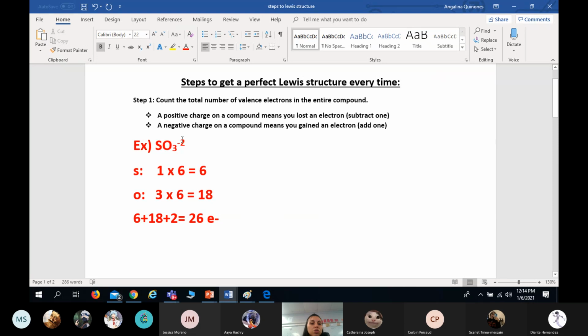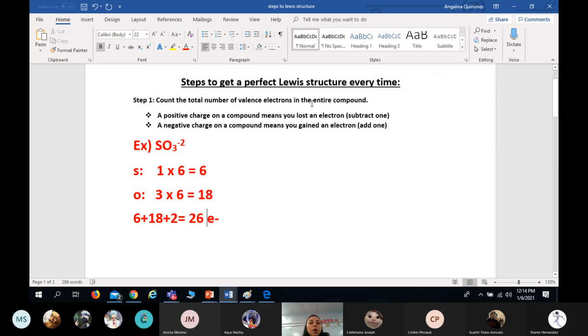And then we have this negative two charge, and up here it says that if you have a negative charge, that means that you gained an electron. Well, here I have a negative two, meaning I've gained two. So in order to find the total number of electrons, we just add everything together. So 2 plus 6 plus 18 gives us a total of 26 electrons.